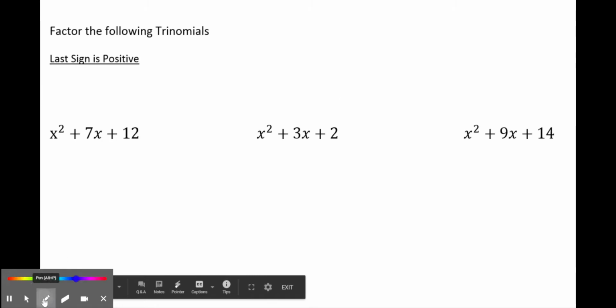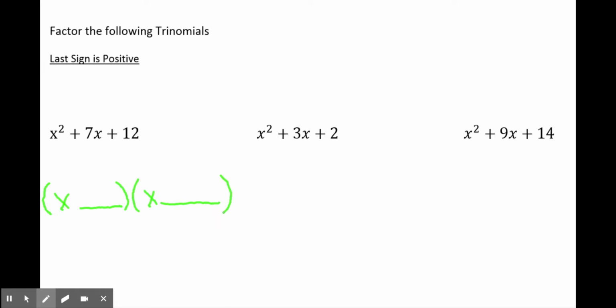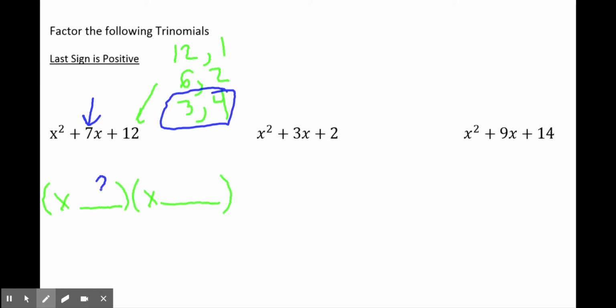Starting with the factoring method, I always start factoring by writing out x blank, close parenthesis, x blank. And I list all the different numbers that multiply to give me 12. So I have 12 and 1, 6 and 2, 3 and 4. Then your goal is to figure out what two numbers would add to give me that middle number of 7. Looking at this, I know that 3 plus 4 would give us 7. Those are the numbers that would go in your parentheses.